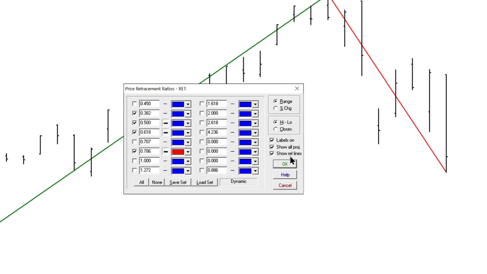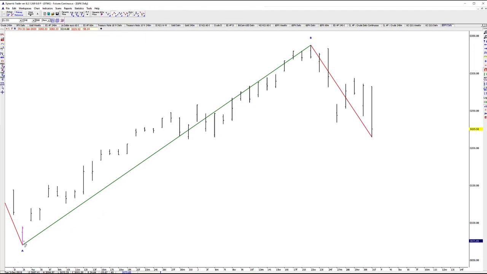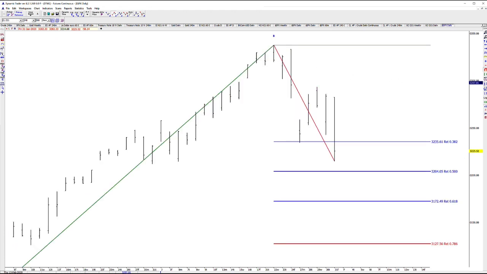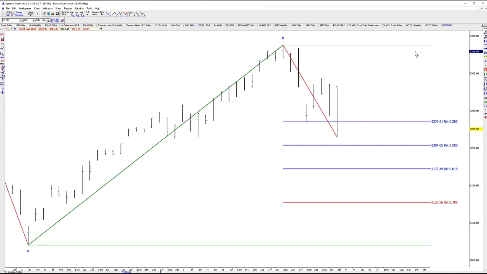So let's do OK with this, and then typically you just click on, this is the icon for retracement from low to high. So typically you just click on the low, then you click on the high, and I think almost every charting program will do that about the same way, and it makes your retracement levels.